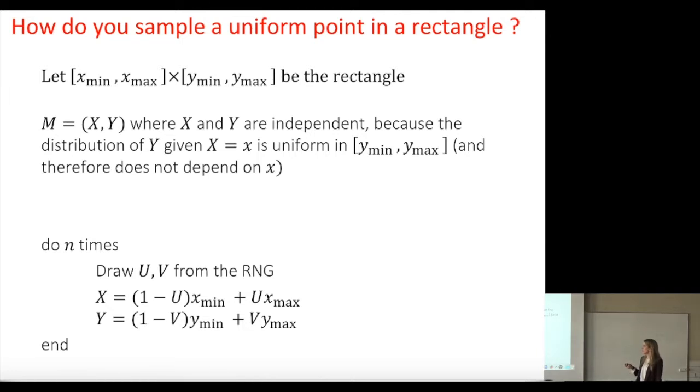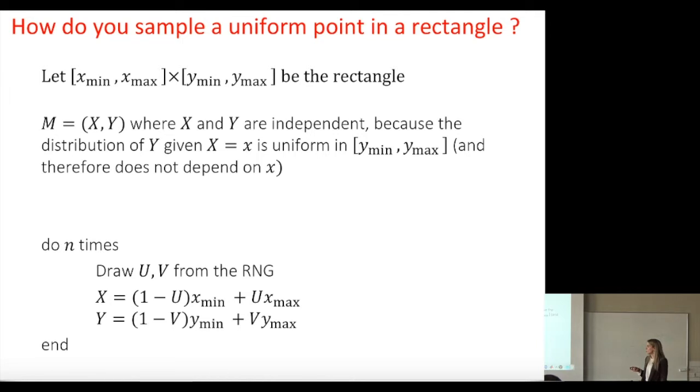So how do we create a sample here, a uniform sample, a uniform point? We draw u and v from the random number generator. So u and v are independently drawn from the uniform distribution between 0 and 1. But then they are between 0 and 1. What we want is x to be between x min and x max, and y to be between y min and y max. So we need to rescale u and v to obtain x and y.